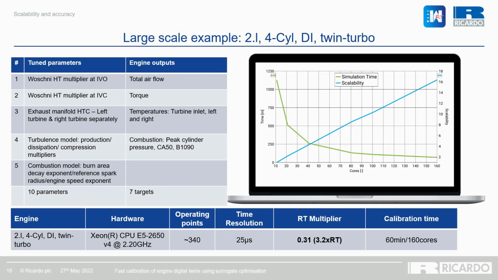Considering the simulation time, as we increase the number of cores from 10 to 160, we can see that the scalability of the process is linear, and at 160 cores, the calibration completes in 60 minutes.